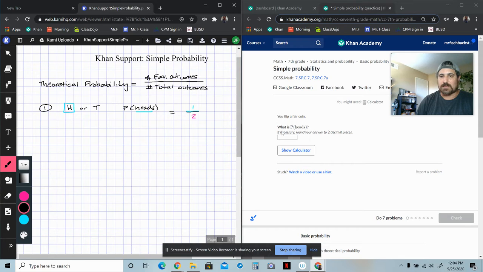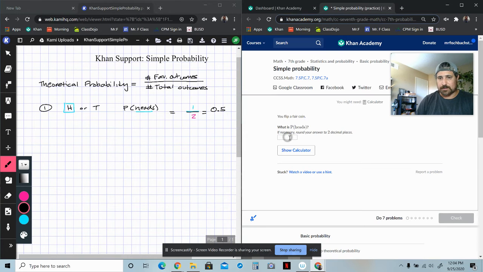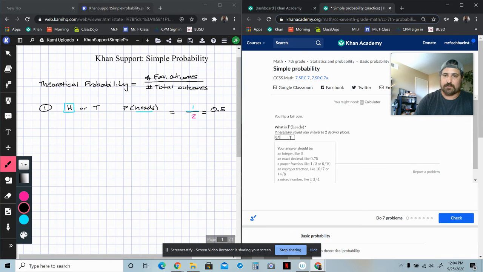It says round your answer to two decimal places, so I'm assuming they want you to have a decimal here. 1 divided by 2 is going to be 0.5. That's 5/10. So that's your answer. You go over here and put 0.5, and there you go.